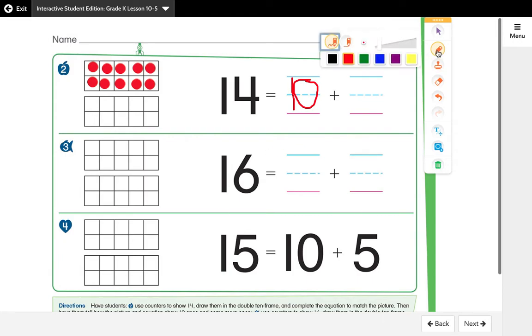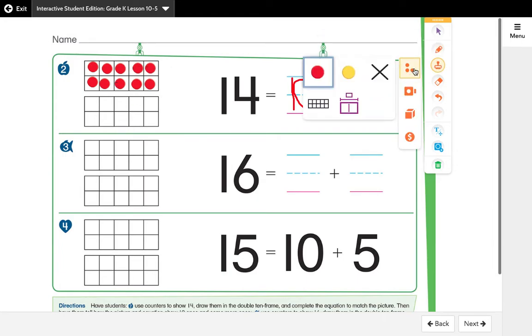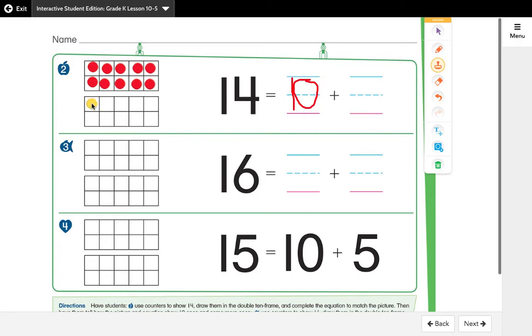And then we're going to finish up with that second part. So I have 10. How many more do I need to get to 14? You can ask them those kinds of questions. So I need, let's count, 10, 11, 12, 13, 14. Okay, how many yellow counters do I have now?